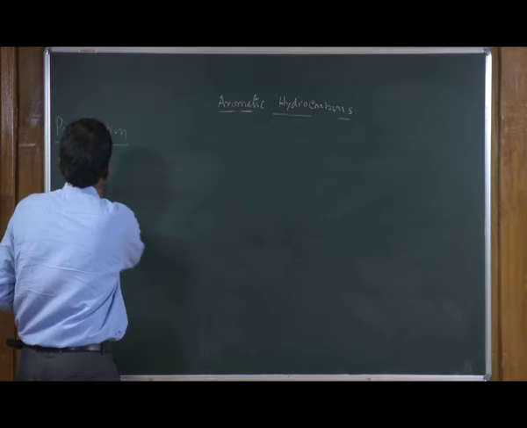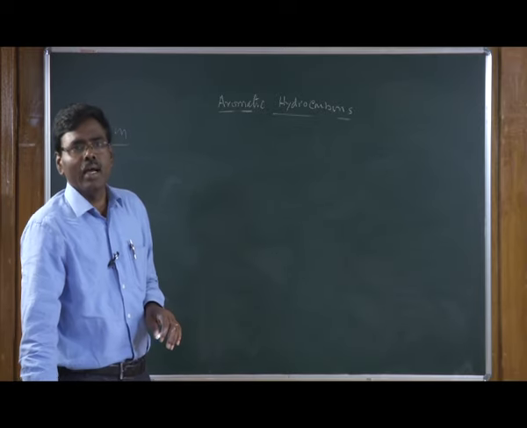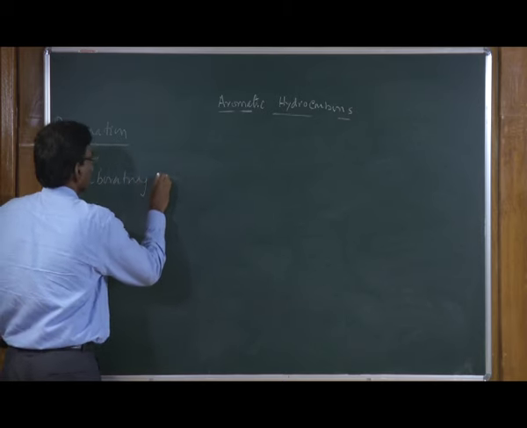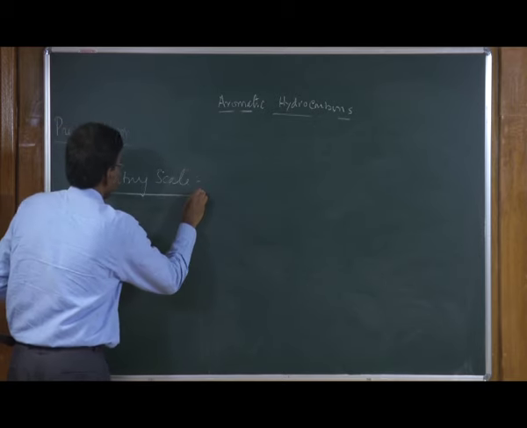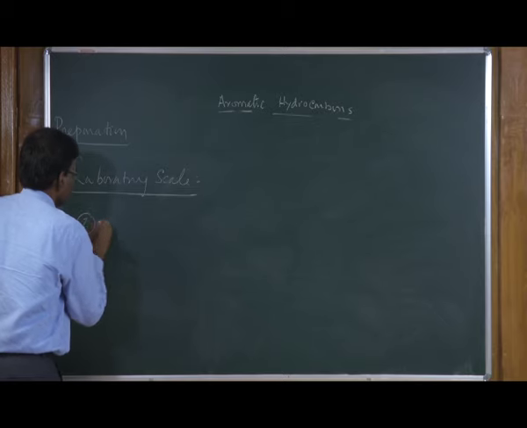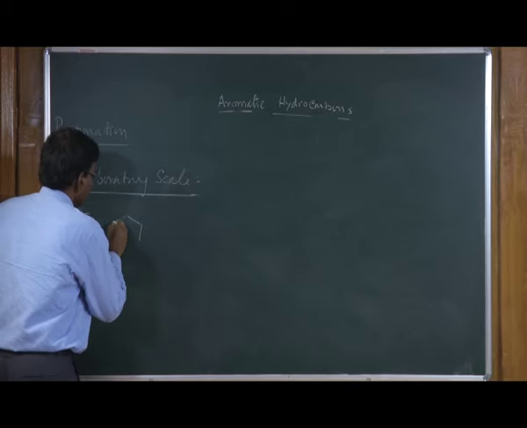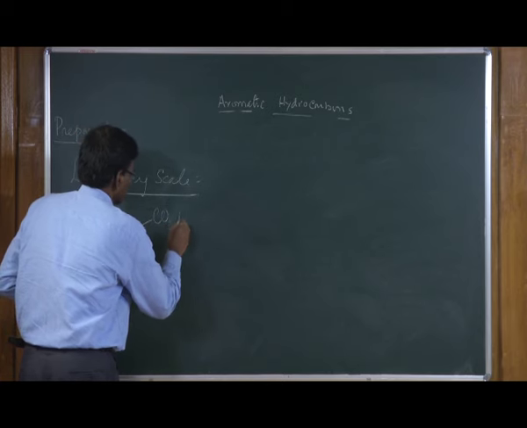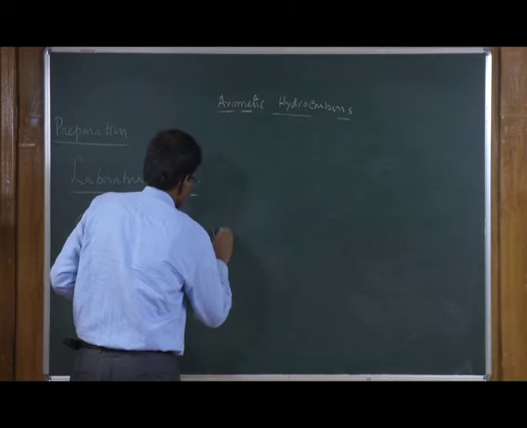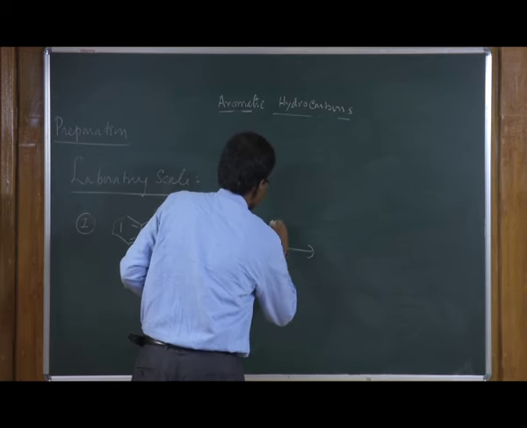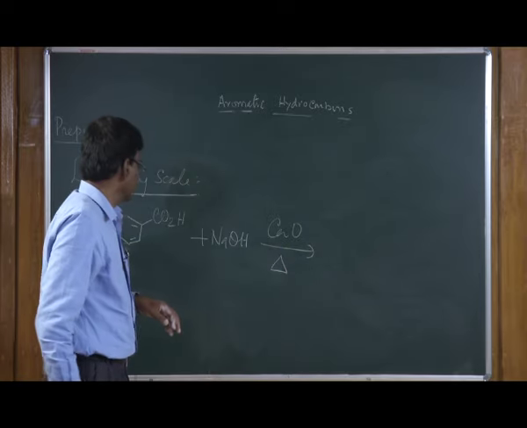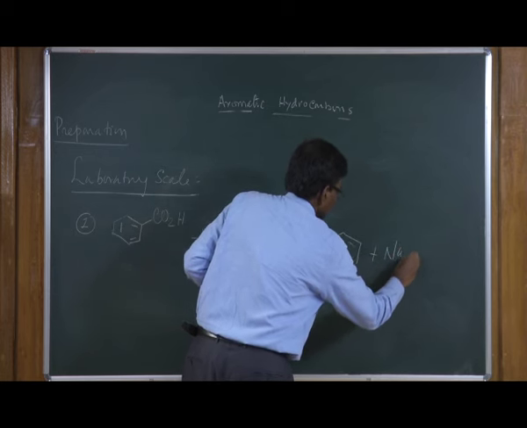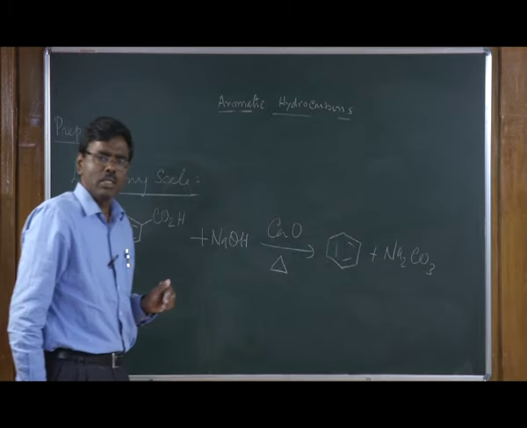In addition to that, there are also methods available to make benzene and its derivatives on the laboratory scale. The first method is treatment of benzoic acid or substituted benzene carboxylic acid with soda lime. When you react benzoic acid with soda lime, the carboxylic acid will be converted into benzene and sodium carbonate. This process is used in the laboratory.